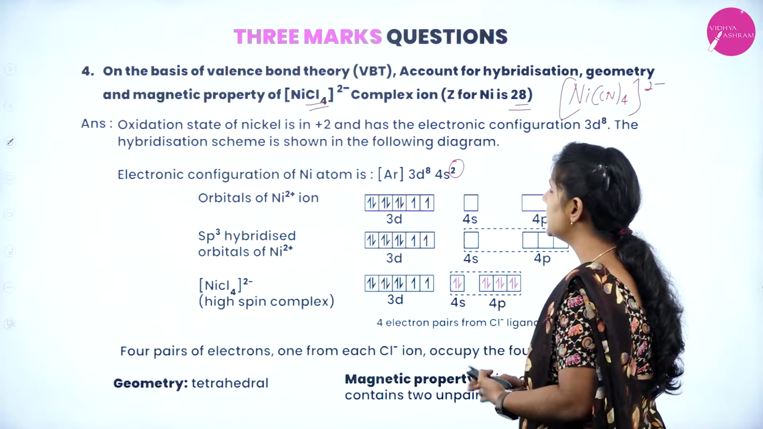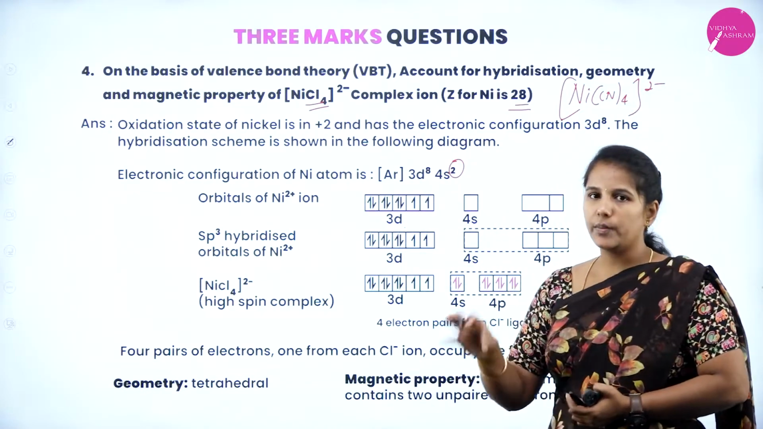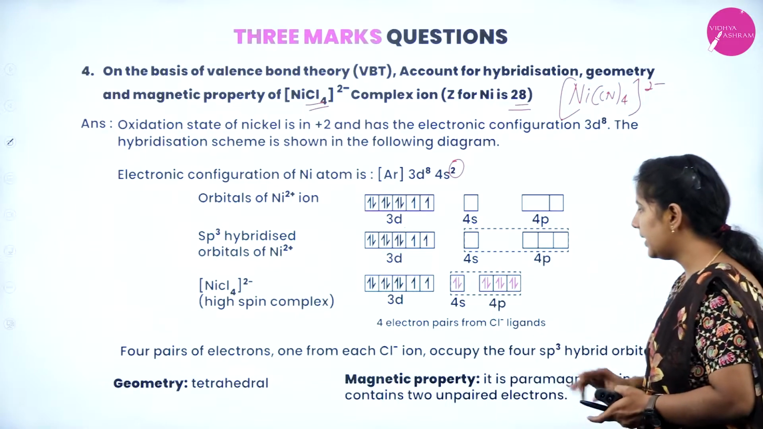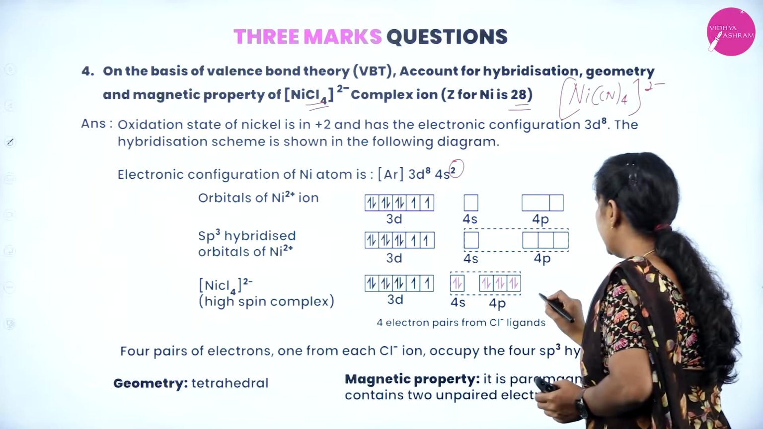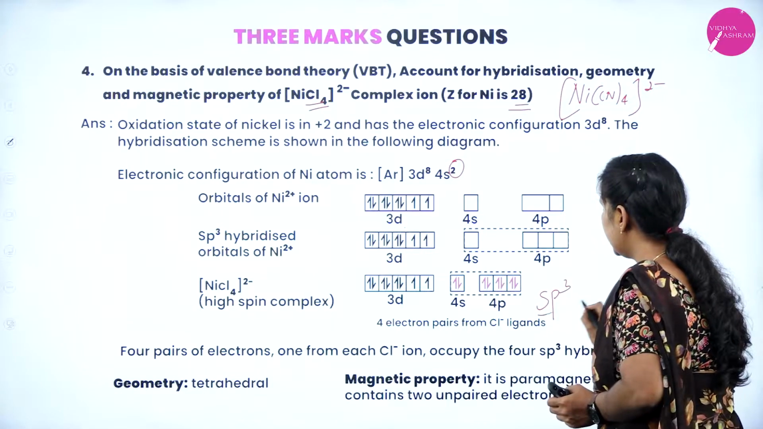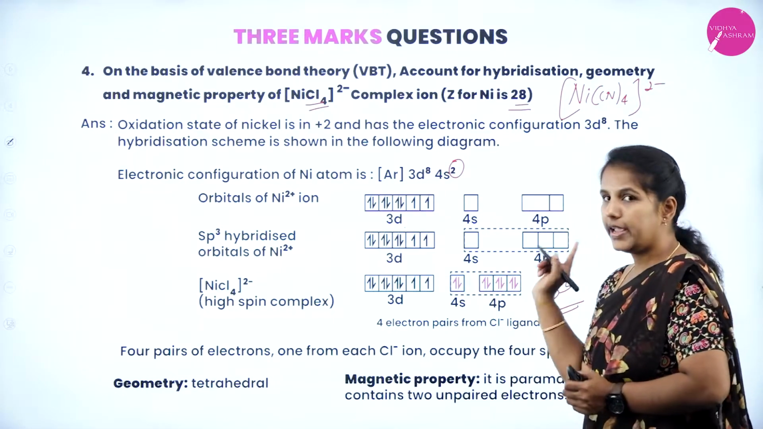It will be left as such. But I want the 4 vacant atomic orbitals. That is why I will take 1 s and 3 p orbitals, so the hybridization will become sp3.